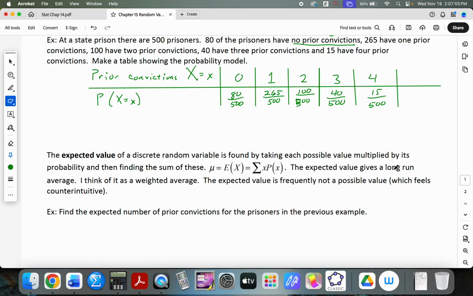Is this like the law of large numbers? Wait, what's the law of large numbers? Or the rule of large numbers? Is this kind of like that? No? Alright, never mind. Take it back.